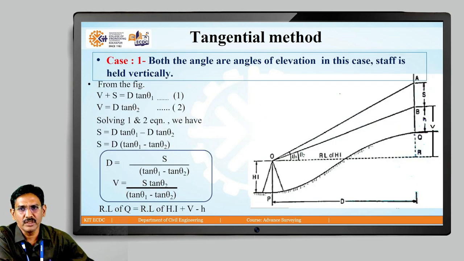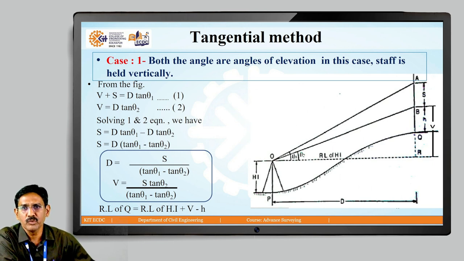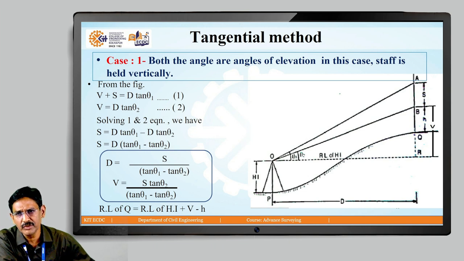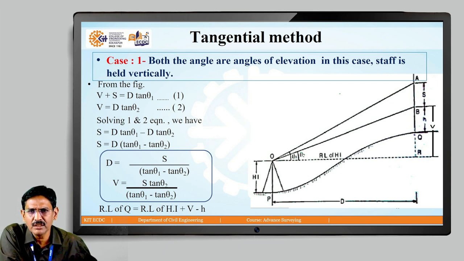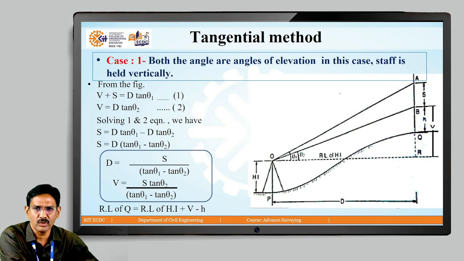When we go to the derivation, in the first case where both angles are angles of elevation, A and B represent the staff intercept, the 2 to 3 meters between the top and bottom vanes. V represents the vertical intercept from the horizontal line of sight of the instrument to the bottom of the target vane. The two sightings are the vertical angle theta 1 to the top of the target, and theta 2 to the bottom of the target. Other things in the figure are the height of the instrument, denoted by HI, and the horizontal distance from the instrument to the target vane, denoted by D.